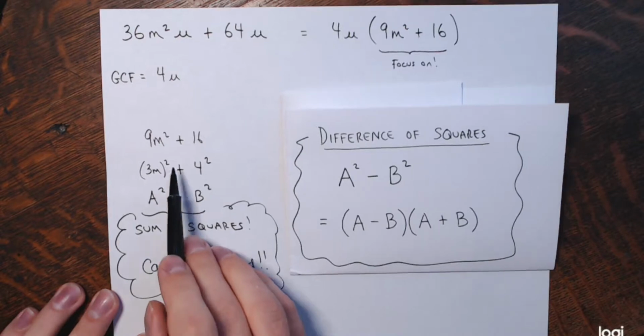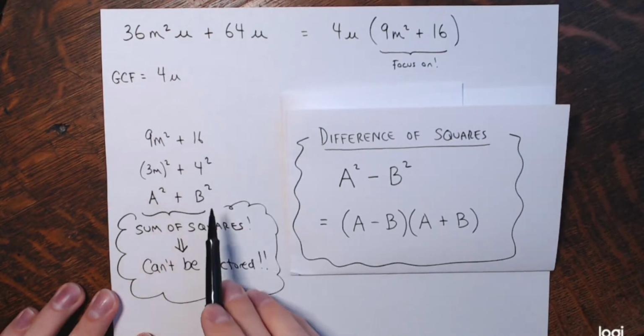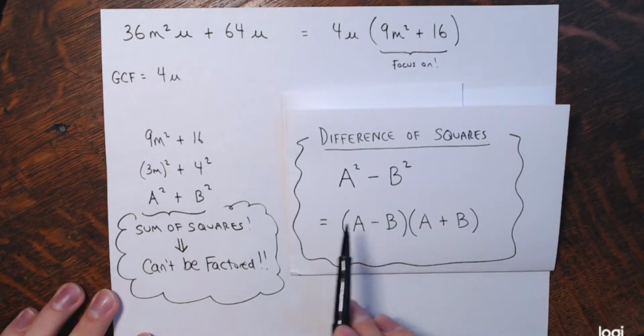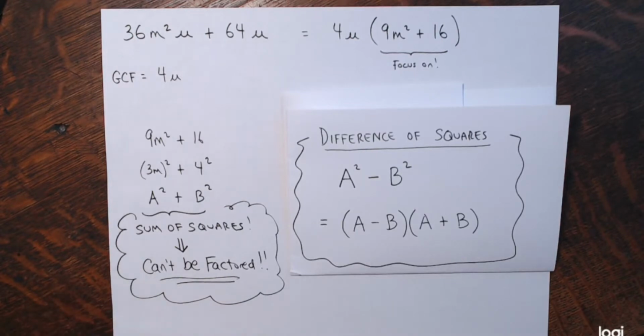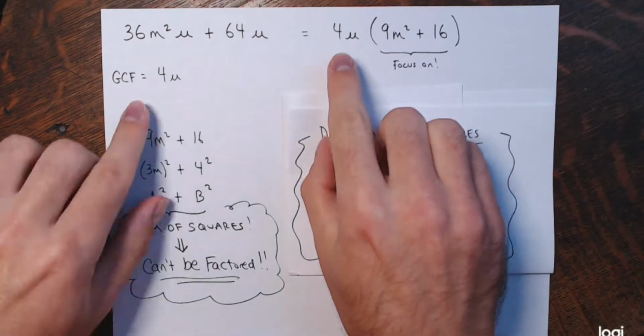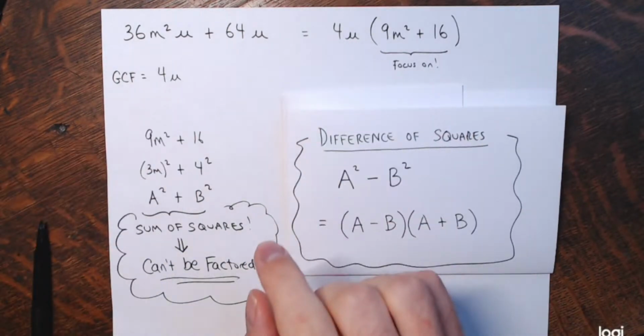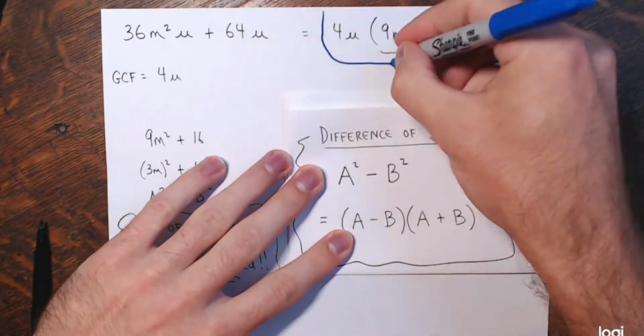If this was 9m squared minus 16, then you could factor it. But being that it's 9m squared plus 16, it can't be factored. It's a sum of squares. You're done. That's as far as you can factor. So pulling out the greatest common factor is as far as I can go.